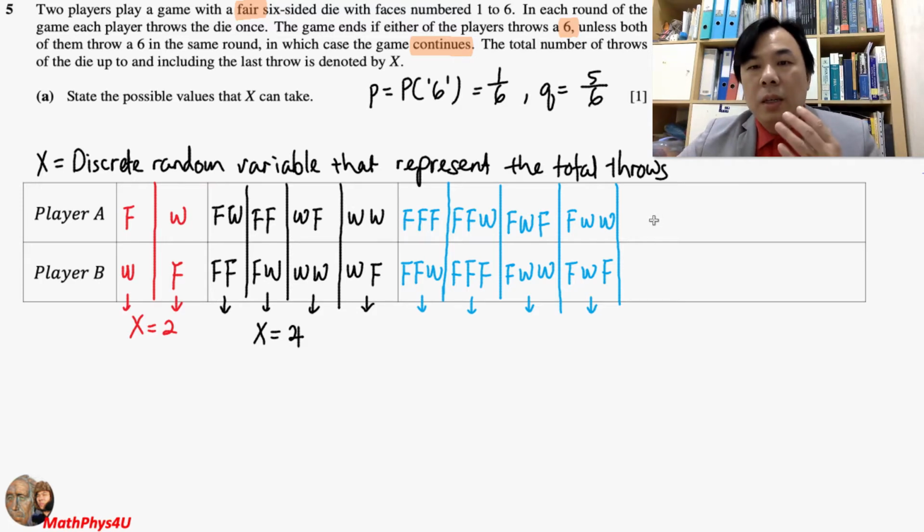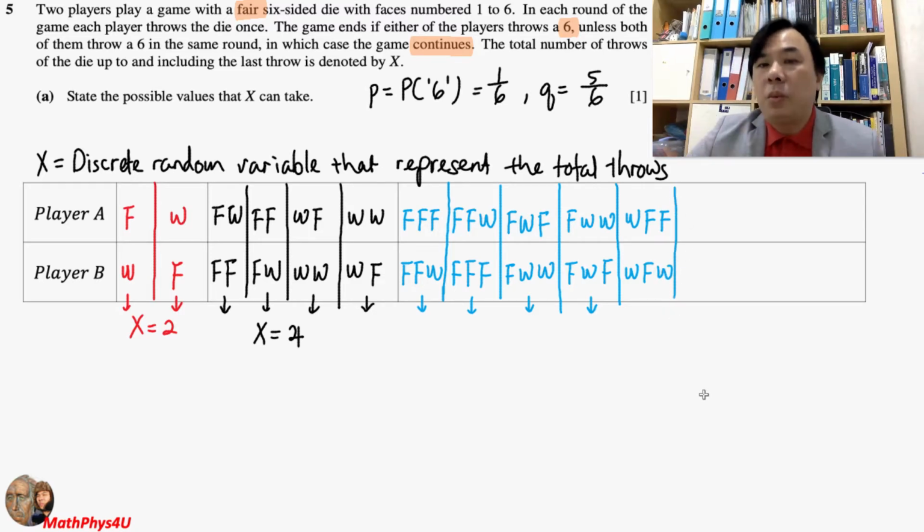So the next possibility could be initially both of them get a 6. No one wins. They are going to continue further. All right. So once they continue further, instead both of them fail to get a 6. So they have to proceed further, and then one of them will be the winner. Hopefully, okay. So this is what we have.